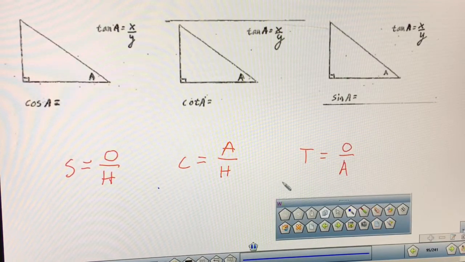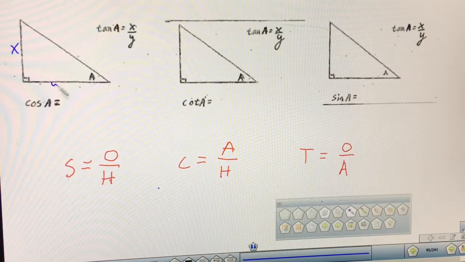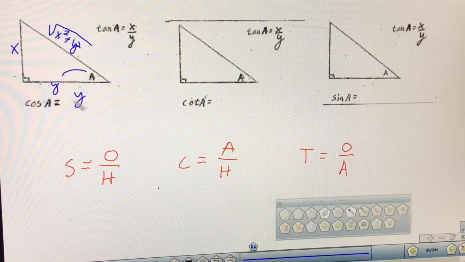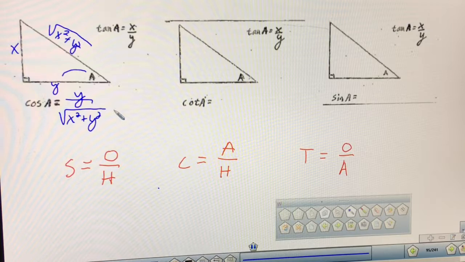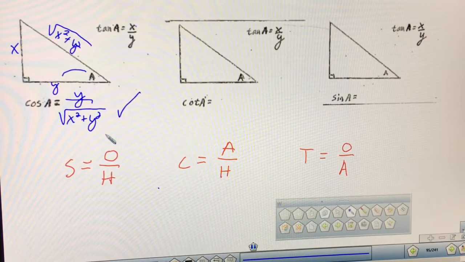More SOHCAHTOA. Abstract SOHCAHTOA. Tangent is x over y. So opposite of A is x. Adjacent to A is y. And the hypotenuse is going to be the square root of x squared plus y squared. So cosine is adjacent. That would be y over the hypotenuse, the square root of x squared plus y squared. For this particular problem, you don't have to rationalize it. You can leave the radical in the bottom. It's in the answer choices for multiple choice.